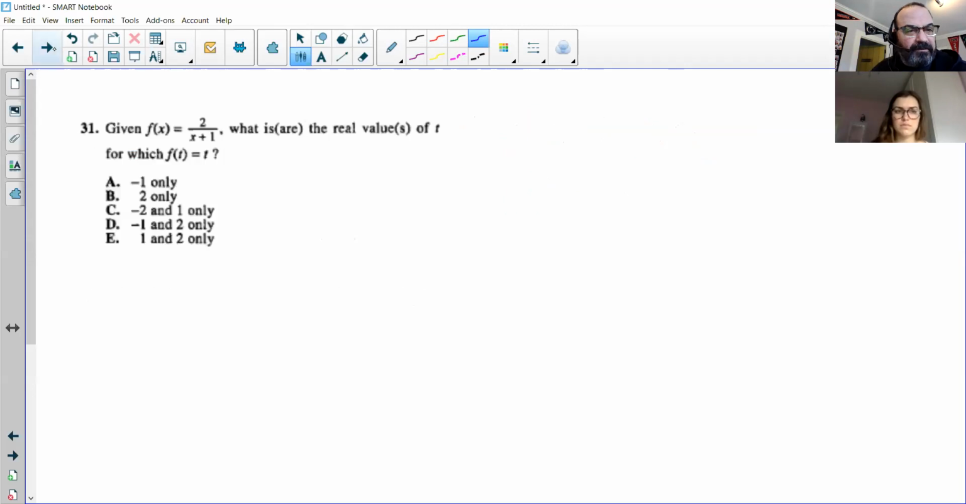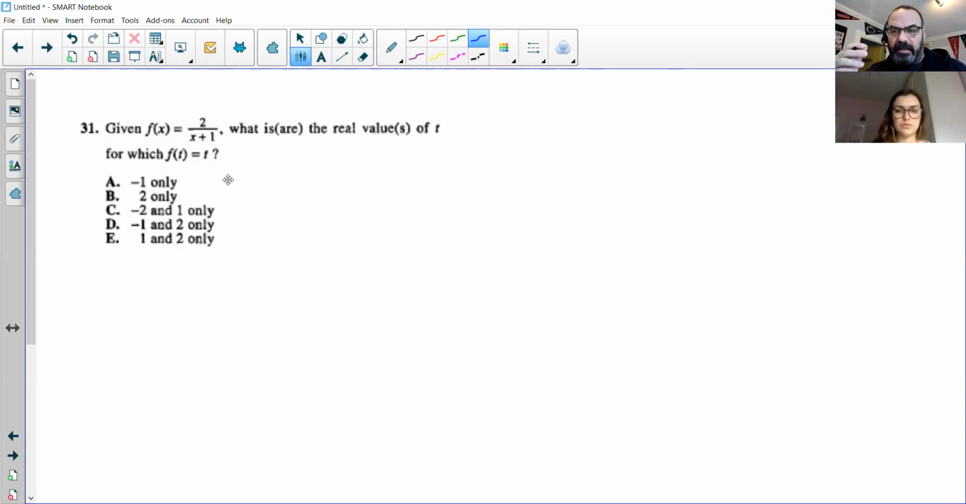All right, let's go to your final problem of the day before we show people where to find tests. Read 31 for me, Karina. Given f of x equals 2 over x plus 1, what is or are the real value or values of t for which f of t equals t? This is kind of confusing. Function of t. This is a pretty hard one.